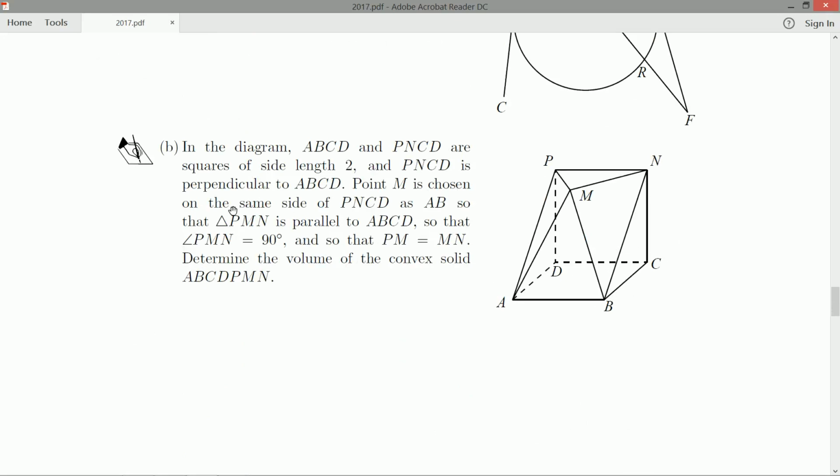Point M is chosen on the same side of PNC as AB. Okay. So that PMN is parallel to ABCD. So if I were to imagine this as a completed cube, M is just some point on the face opposite ABCD. I guess that's the way we think about it. And so that PMN is 90 degrees.